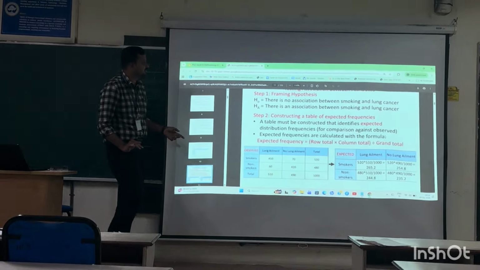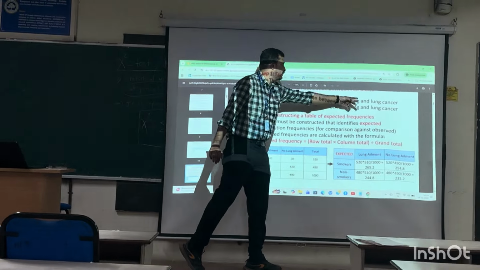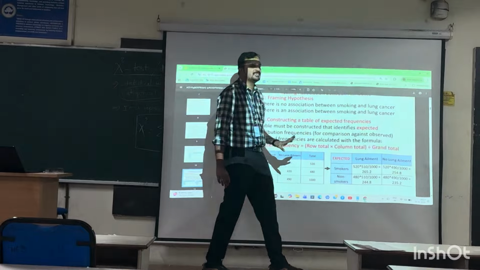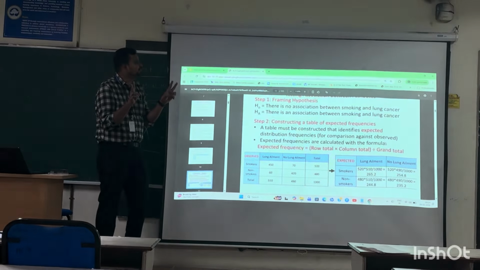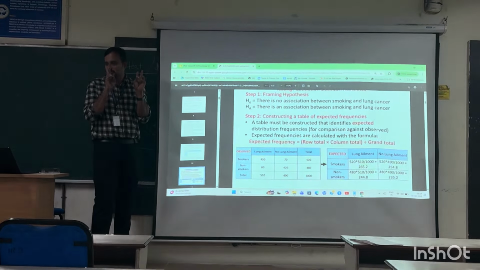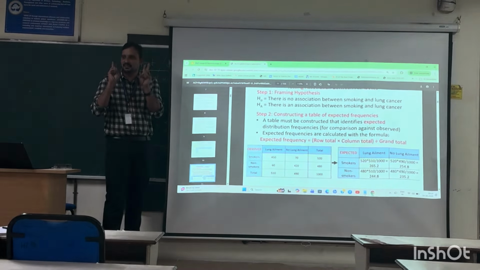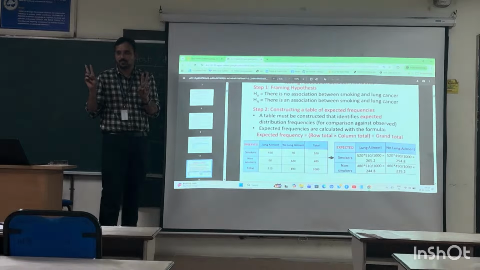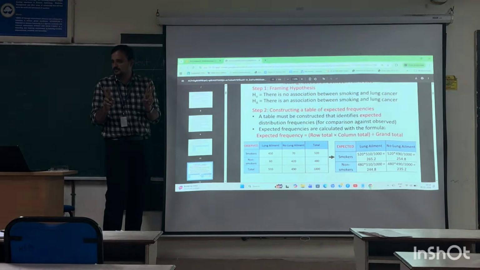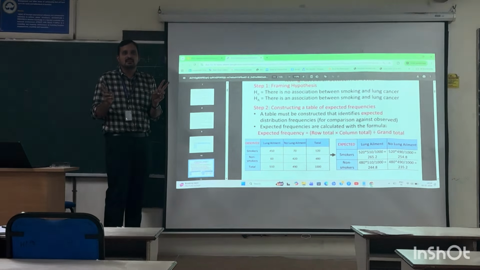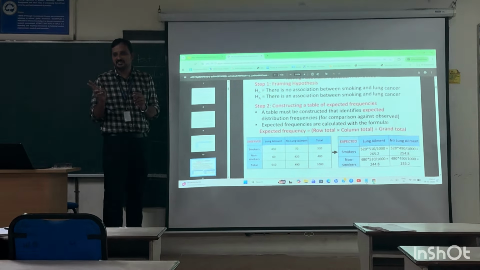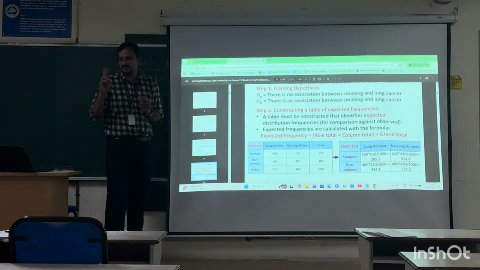Framing the hypotheses: there is no association between smoking and lung cancer, and there is an association between smoking and lung cancer. So here you take two hypotheses. Definitely smoking will cause cancer. Either there is no association, or there is an association between smoking and lung cancer. Two probabilities: no relationship as well as a relationship.